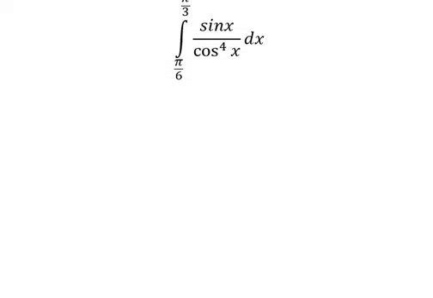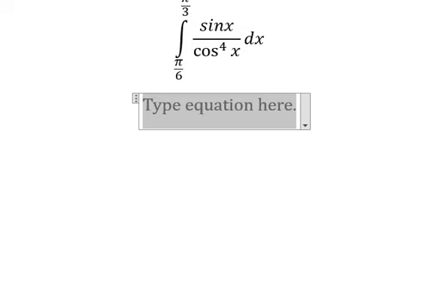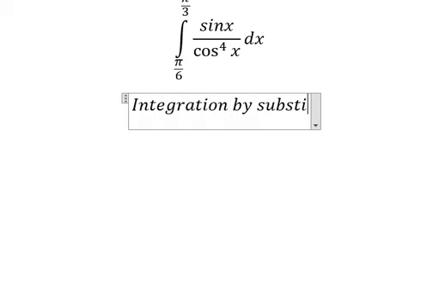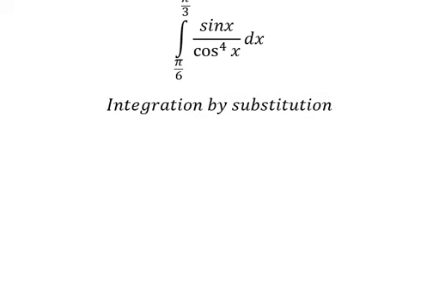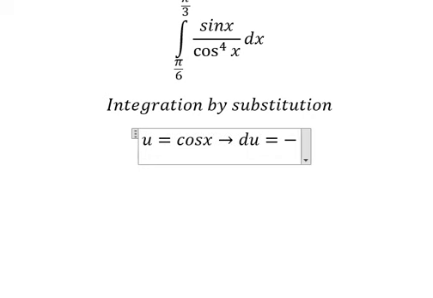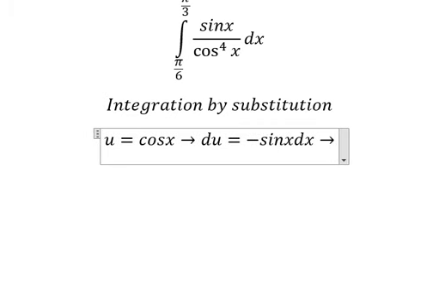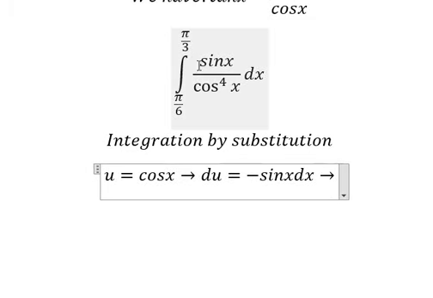Next, we can use integration by substitution. So I will put u equals to cosine x. After that, we need to do first the derivative for both sides, and we have negative sine x dx. Because we don't have the negative sign in here, I will move this one to the left.